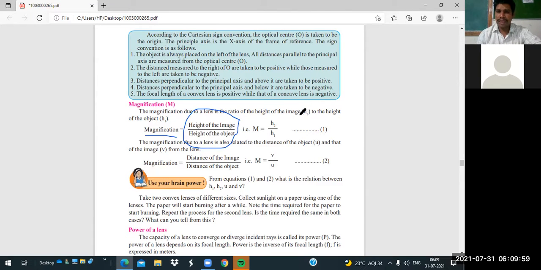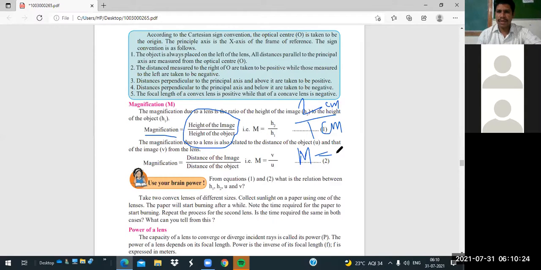Suppose the height of the image is 2 centimeter and the height of the object is actually 1 centimeter. So what will you get as the magnification? Who will tell me? Now the answer is kept in front of you. What will you get here? 2:1. 2 as to 1 means here we directly get magnification 2.